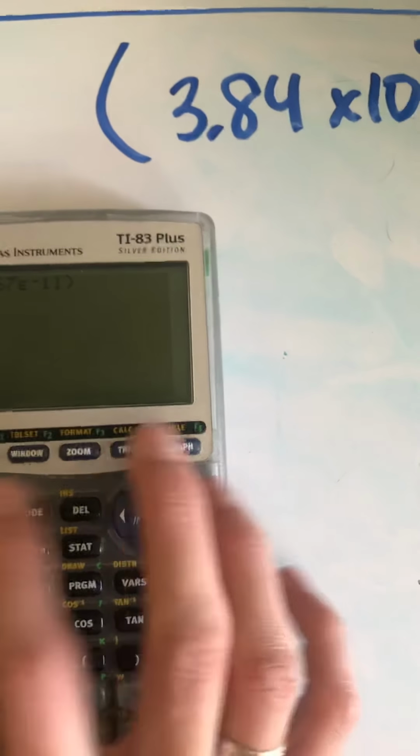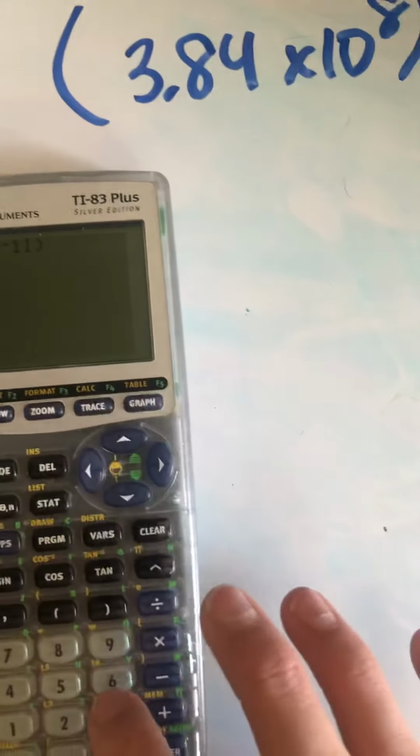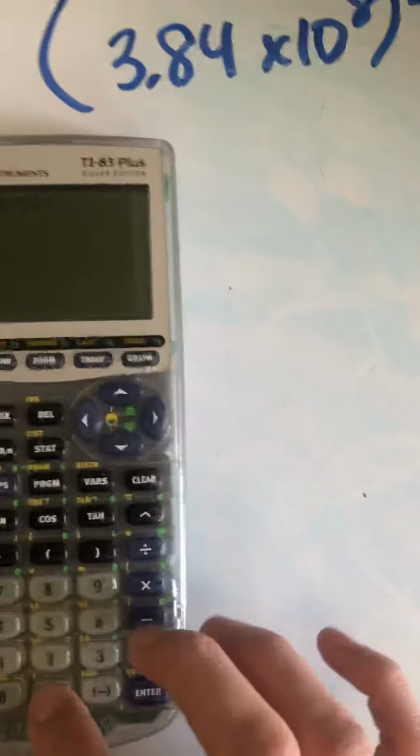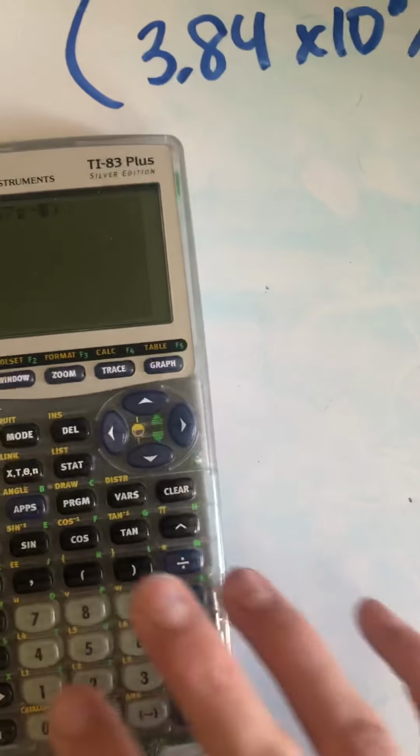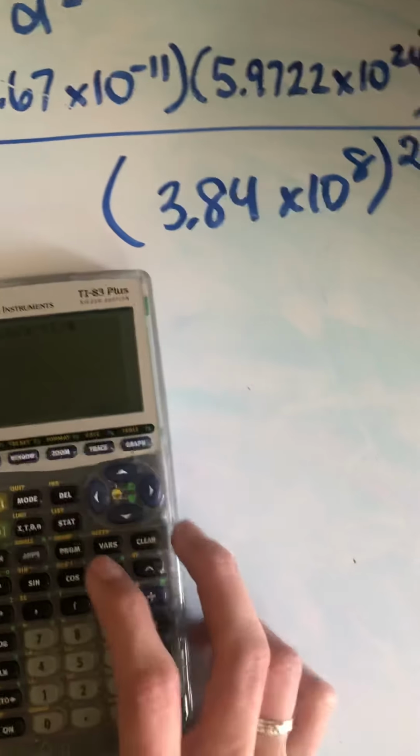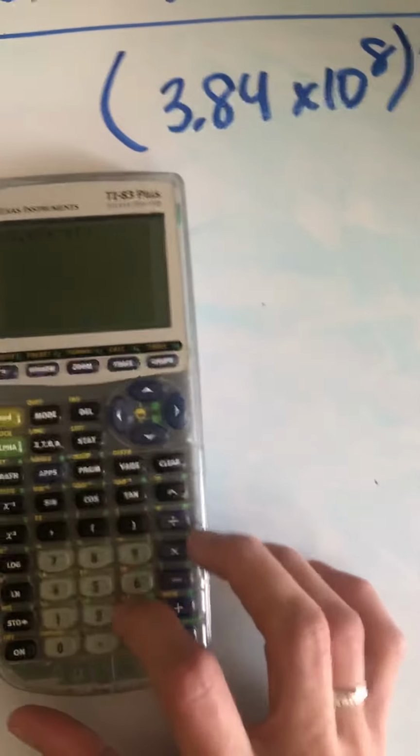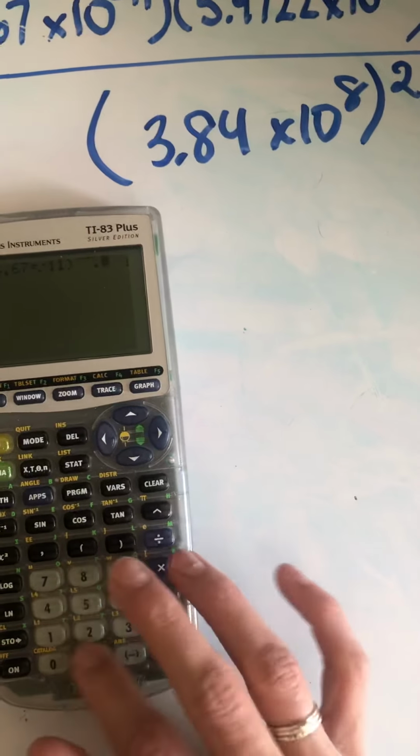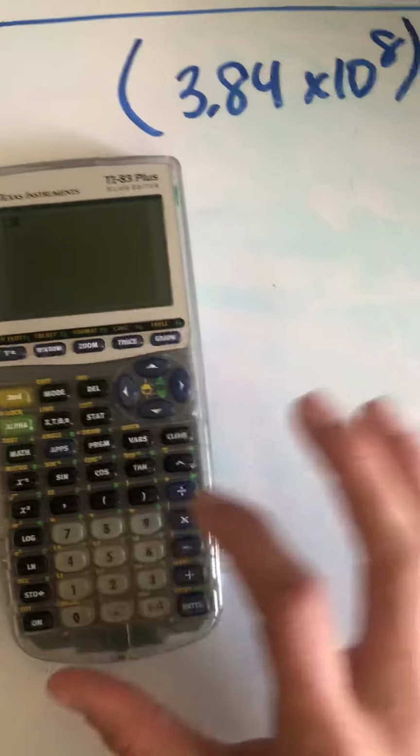Oops. Insert parentheses, insert right. Okay. 6.67 times 10 to the negative 11. That's my first number in parentheses. And then my second number I'm going to put in parentheses as well. 5 point, now my calculator's messing up. Okay, hold on. Let me start all over.